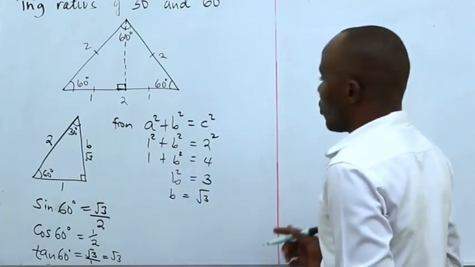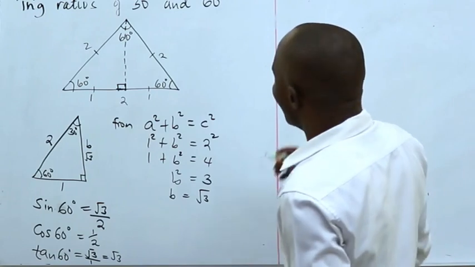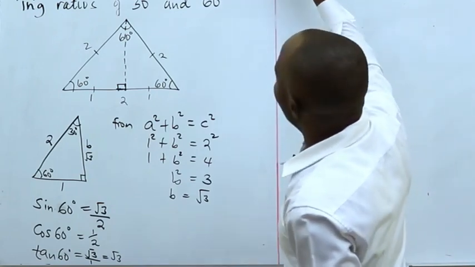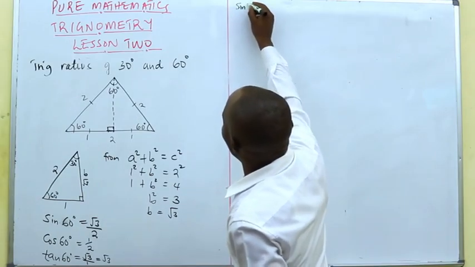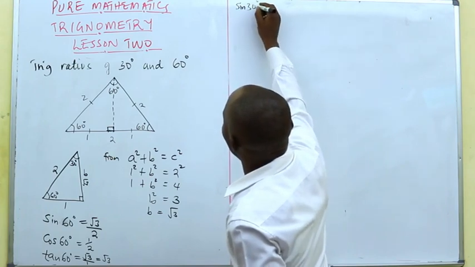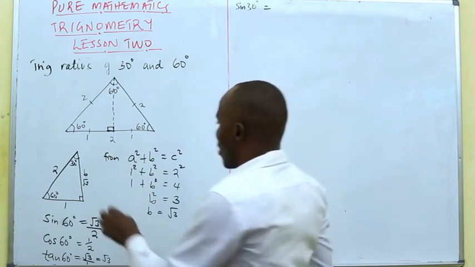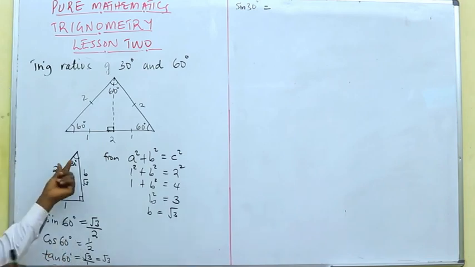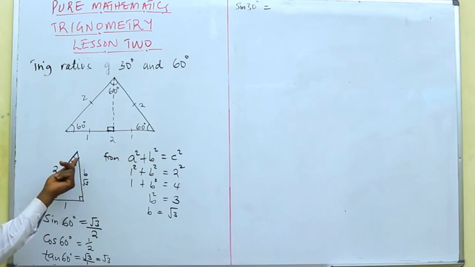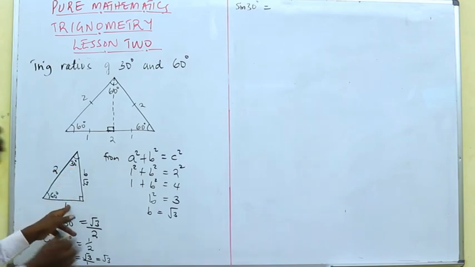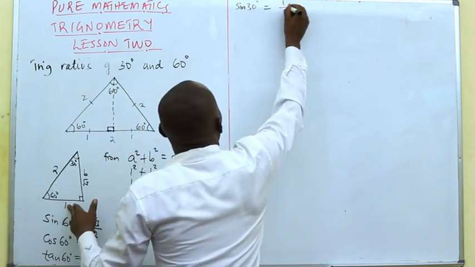Then if I'm to talk about the sine of 30 degrees, sine 30, I'll come back here. Now 30 is up here. You have to be very keen. 30 is where? 30 is here. The side opposite to this angle is 1. So it will be 1 over the hypotenuse side.